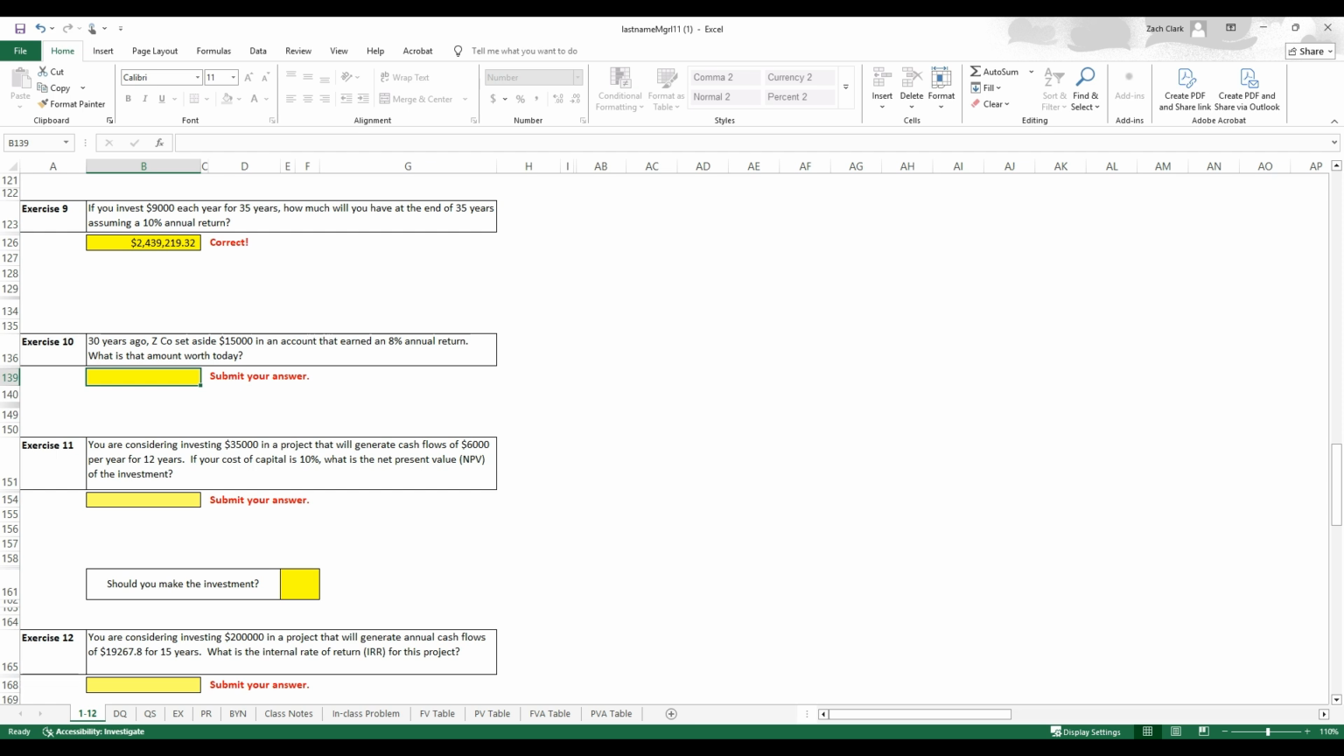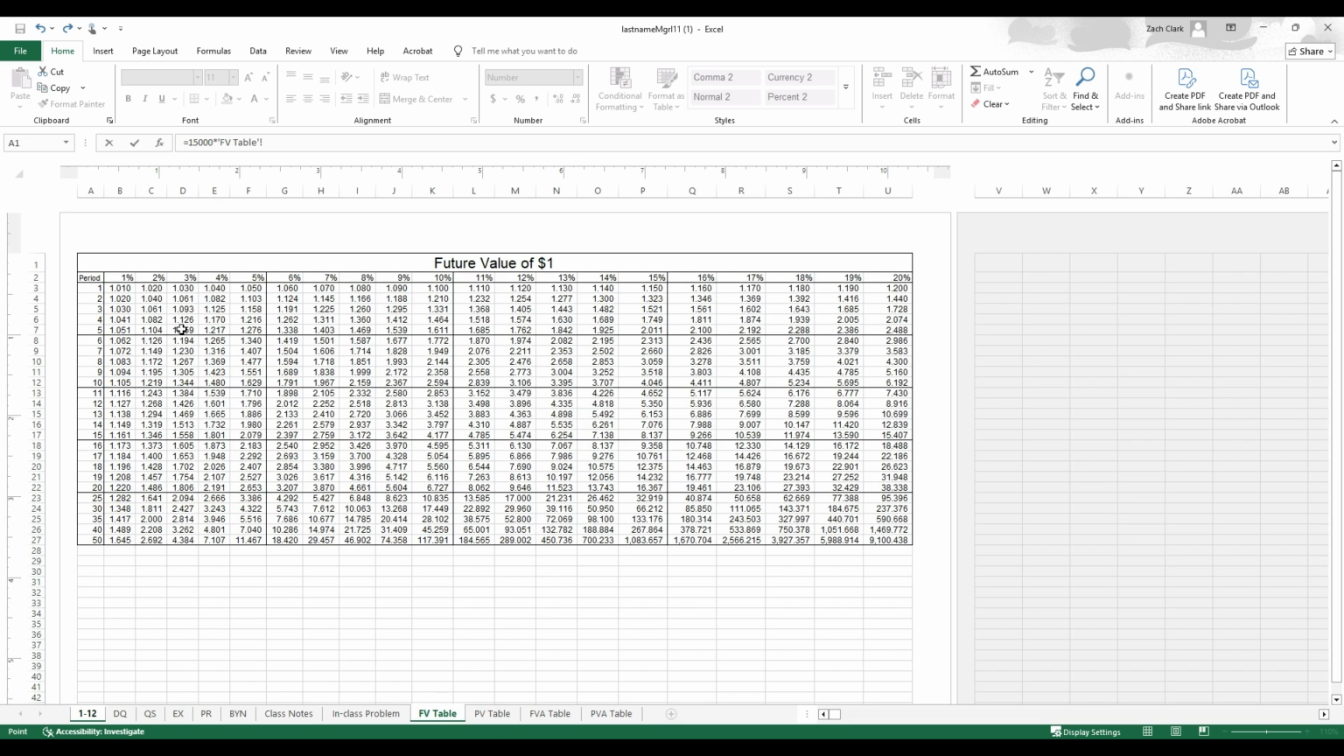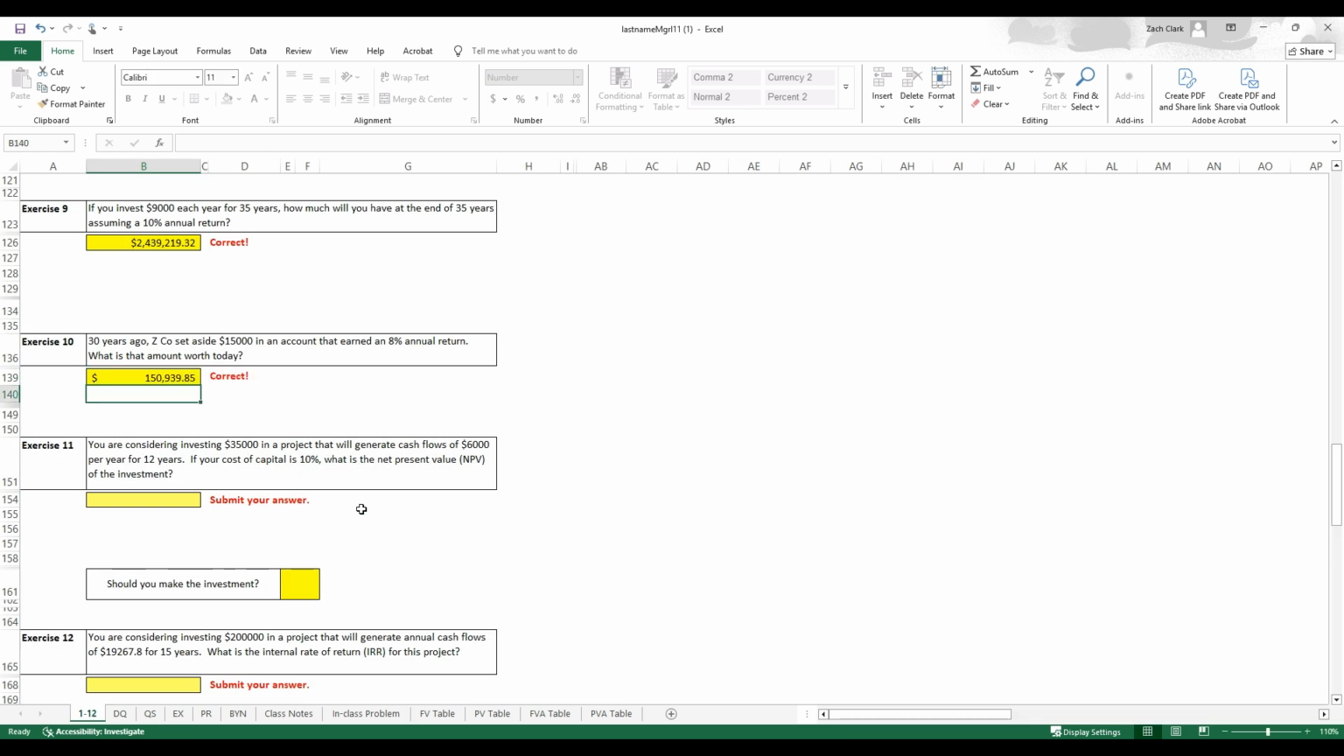Okay, so let's go on to exercise 10. Exercise 10 says 30 years ago, Z company set aside $15,000 in an account that earned 8% annual interest. What is that amount worth today? So this one's a relatively simple future value. It's just one lump sum. The last one was an annuity where we're putting in money every time. This is just one lump sum. And 30 years, 8% future value.